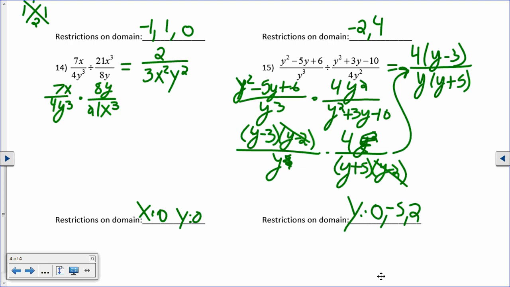Alright, if there are no other questions, you guys are free to start looking at the homework, making sure that you're comfortable with that.